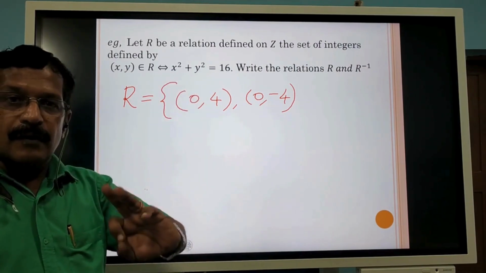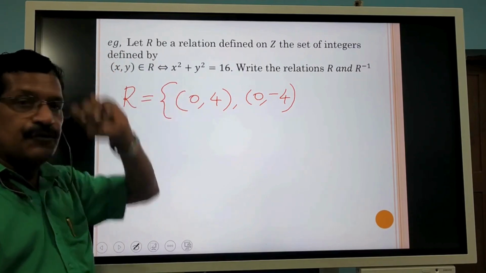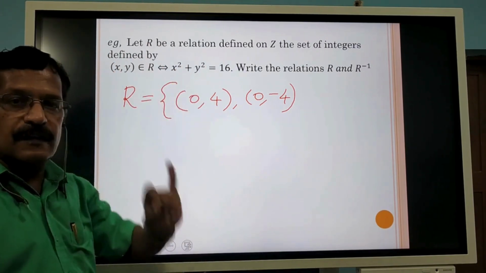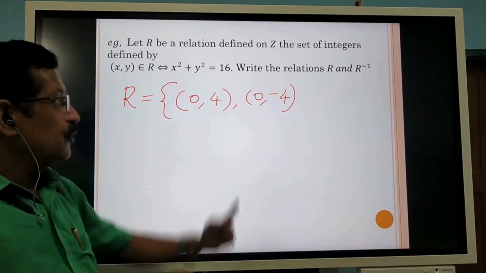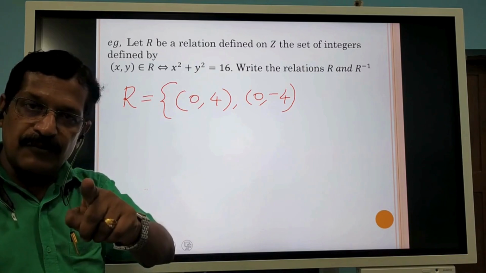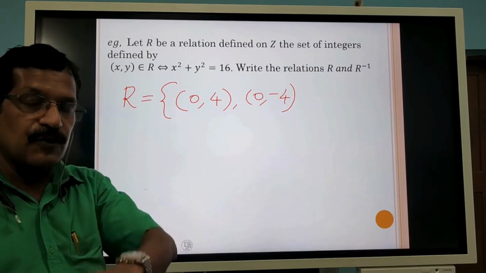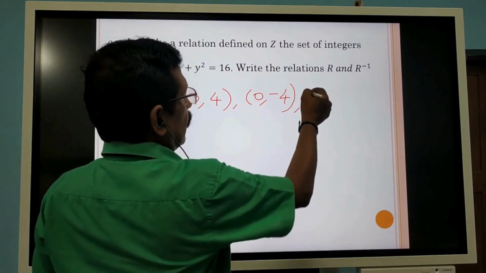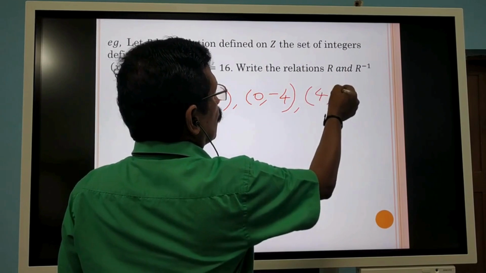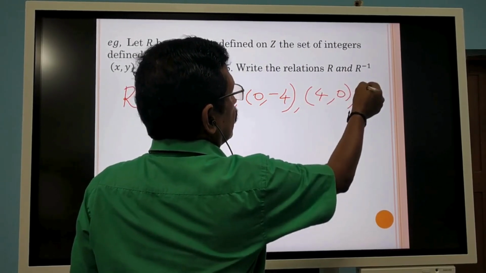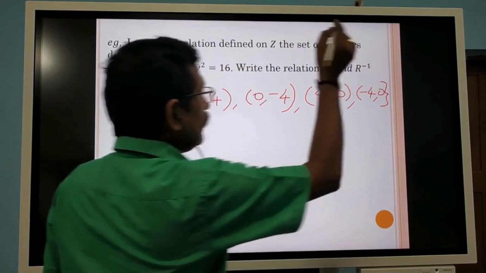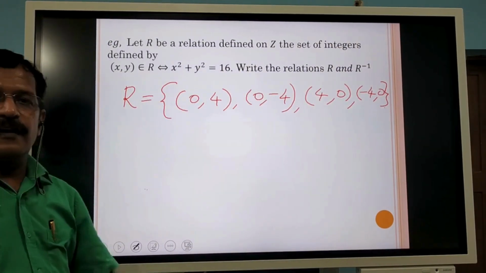Now, we can give x equal to 4. When x is equal to 4, it becomes 16 plus y square, then y should be 0, then only it is 16. So, x can be 4 and x can be minus 4, whereas y will be 0 in that case. So, the ordered pairs are (4, 0) and (minus 4, 0). So, this is the relation R.